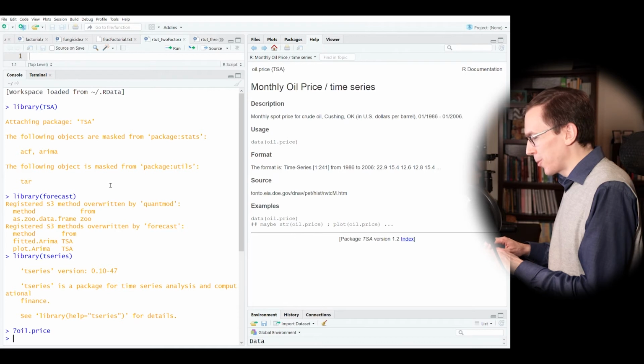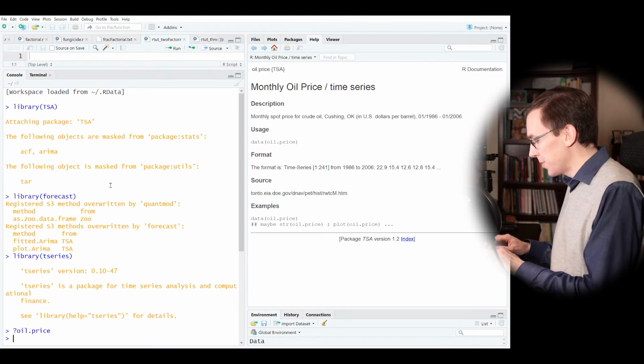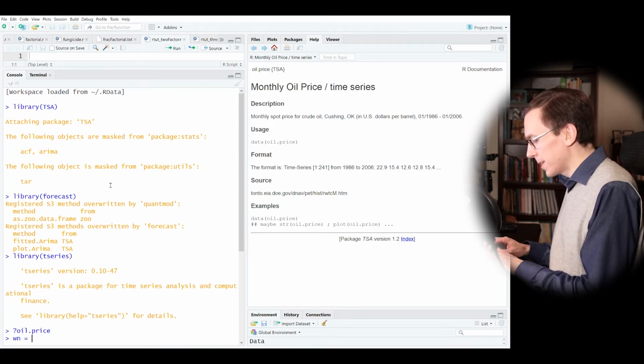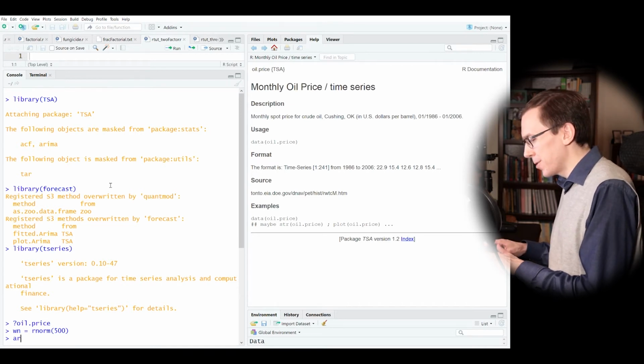Well, I did want to look at this oil price data set, but I'm thinking perhaps the best thing to start with first is to just create some data. So as usual, I'm going to create some white noise. I'm going to create 500 white noise observations. I'm also going to create an AR1. Let's do an AR2 process. It's more interesting.